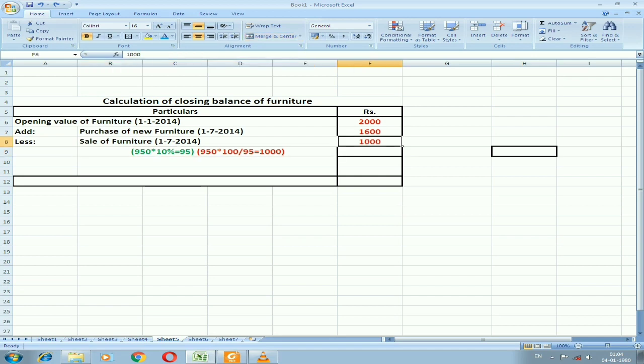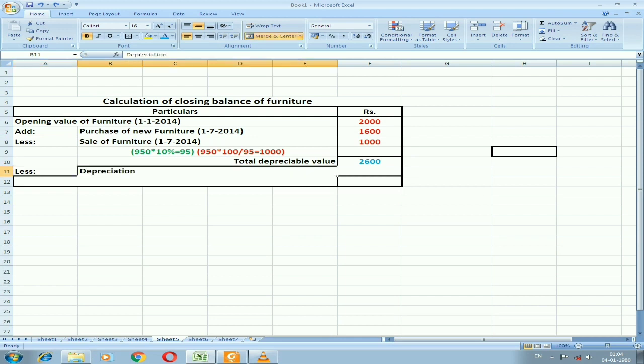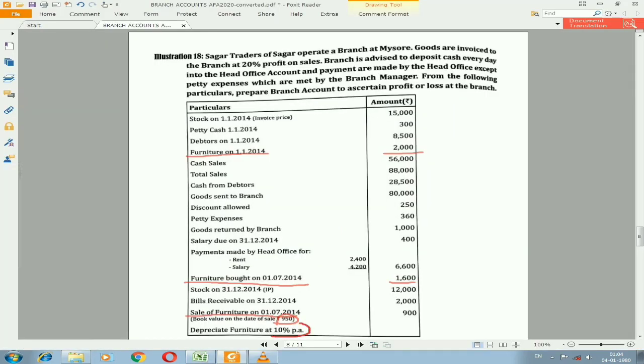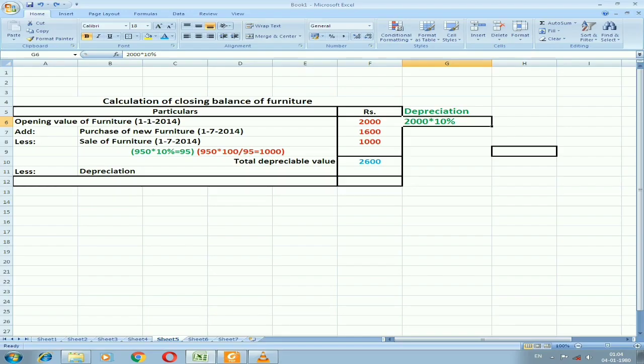Then after taking that 1000 value we are supposed to add 1600 and minus 1000. So we will get a depreciable value of 2600. Then I need to calculate the depreciation rate. For that they have already mentioned in the illustration 10. I am calculating that separately. For each value I need to calculate depreciation. For the first value I am calculating 10%. I'll get an amount of rupees 200. As you can see, 10% is the depreciation rate. Then I need to calculate depreciation on 1600, but it is a new asset. I need to check the usage, how many days it is used.